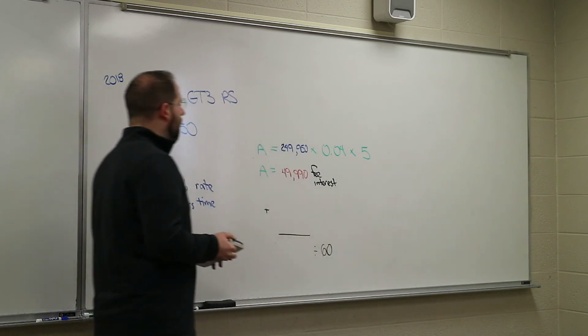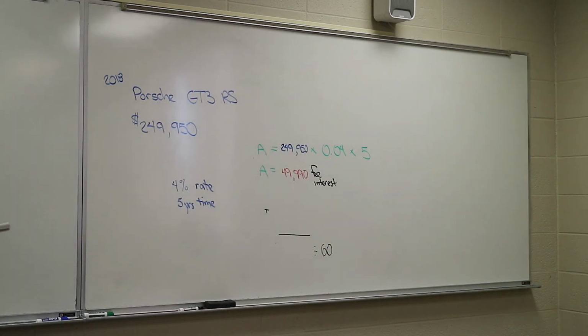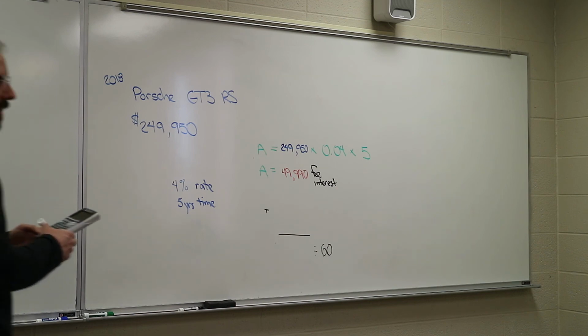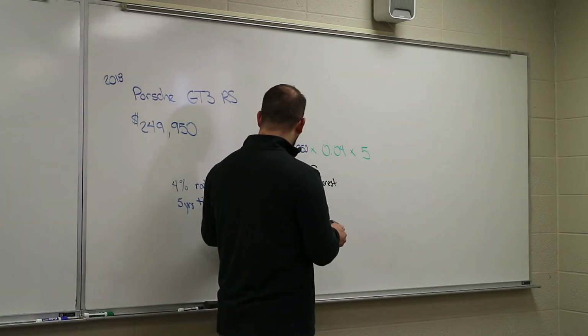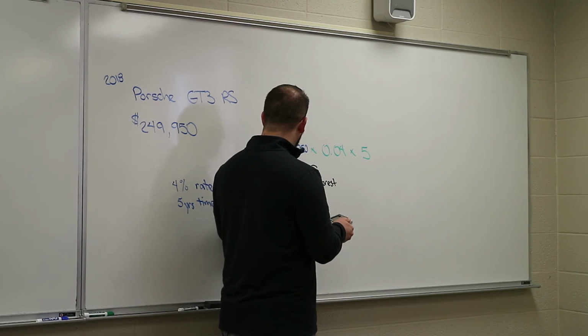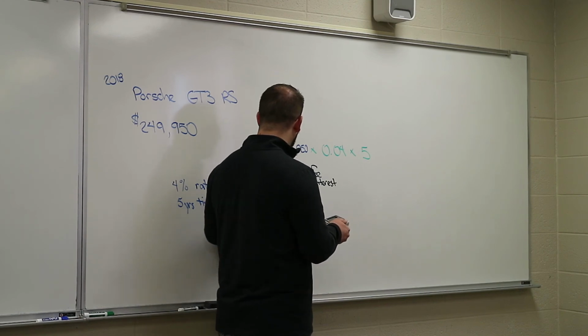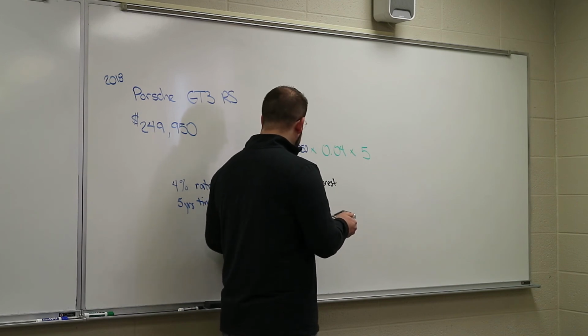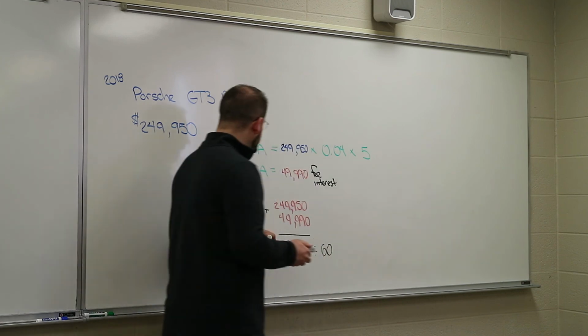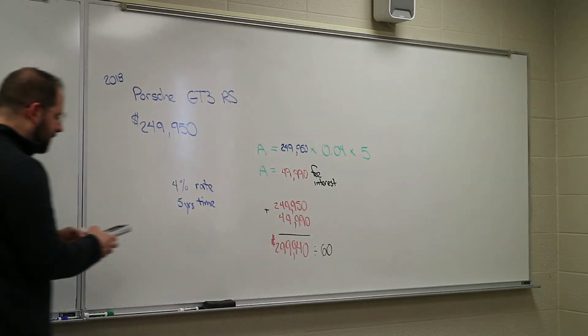I regret looking this car up now. 50 grand. So I'm going to add that price, $249,950, plus the $49,990 fee. Yeah, acid green. All right. You're going to add them together. This is what I get: $299,940. That is almost 300 grand for that car, and I divide by 60 months.